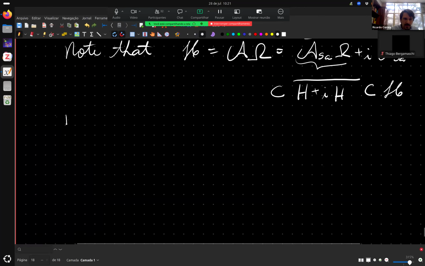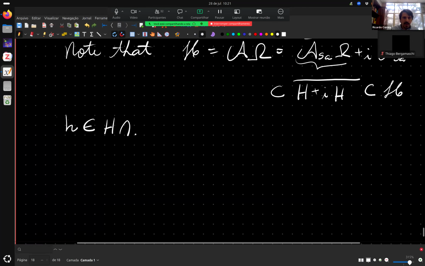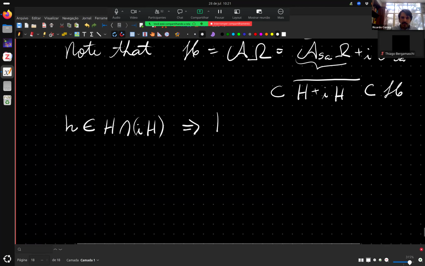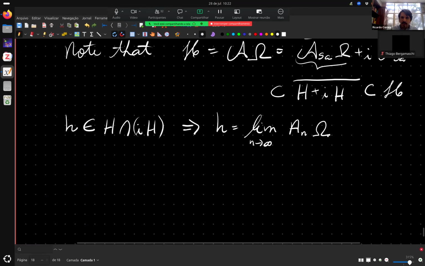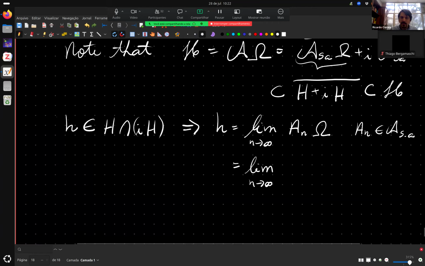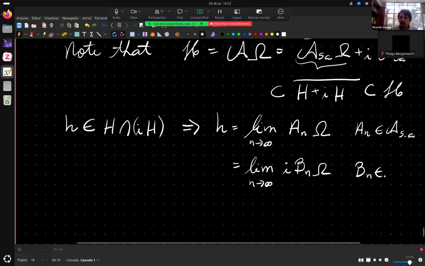So if you have a vector, allow me to call it H, which lives in H intersected with iH, then I can say that H is the limit when n goes to infinity of A_n acting on the vacuum for self-adjoint A's. But it's also equal to the limit when n goes to infinity of i B_n Omega, with B_n self-adjoint.